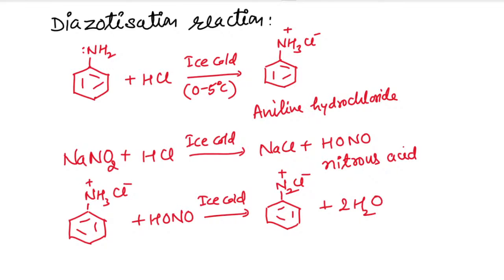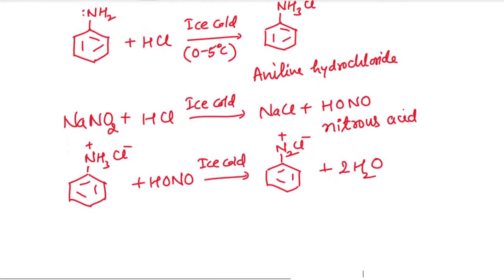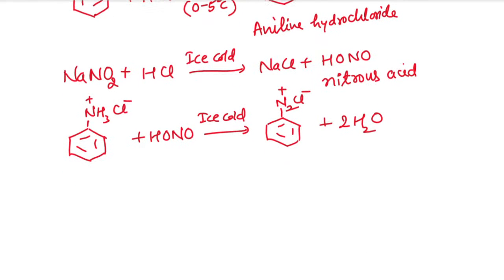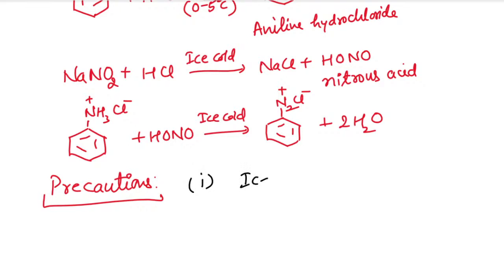And this is highly reactive. That's why we have to keep in mind a few points. We can say them as precautions. So diazotization is carried out under some precautions. What are the precautions? First of all, it is carried out in ice cold solution. Why in ice cold solution? Tell me. What happens if the temperature is more than 278?